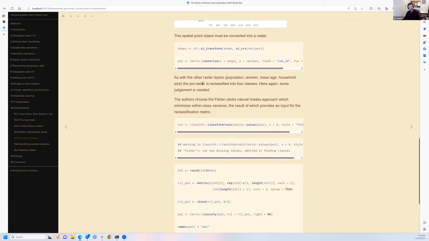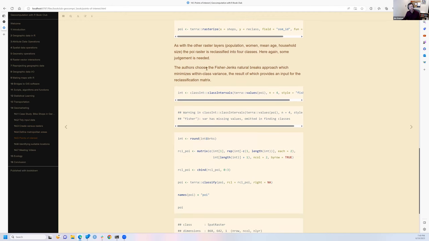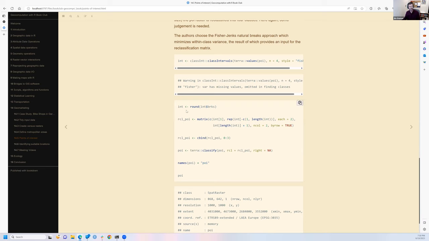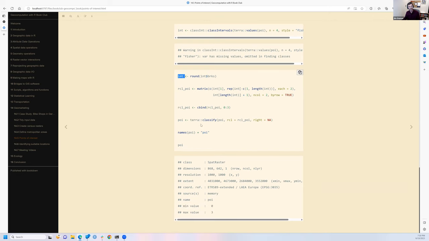As with the other raster layers, the points of interest raster needs to be reclassified into four classes. There's a judgment call that has to happen here too. In this case, the authors apply an algorithm called Fisher-Jenks that derives natural breaks so that we minimize the within class variance of the points of interest, which provides an input for the reclassification matrix. So here's that matrix again for conversion and the input from the class intervals. And as before, in the last section, we run classify on the points of interest and we rename that POI, and we get a SpatRaster again with points of interest for each grid element between 0 and 3.